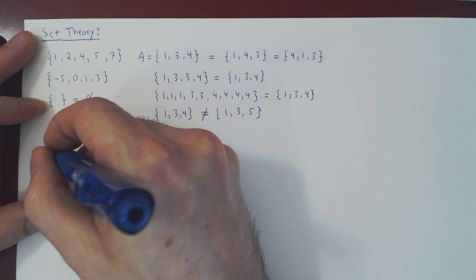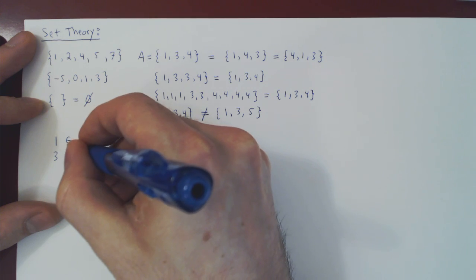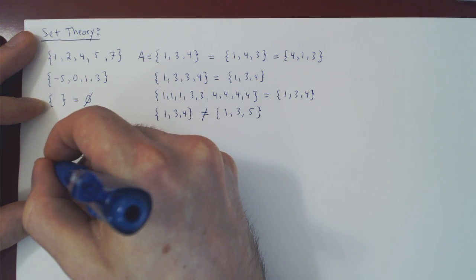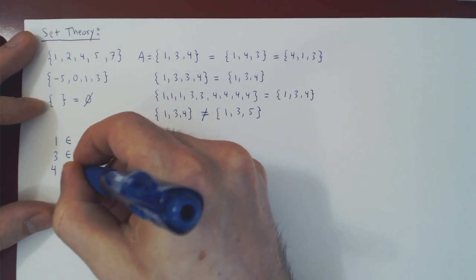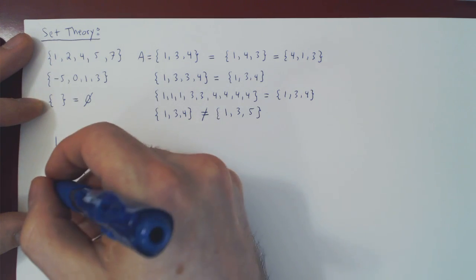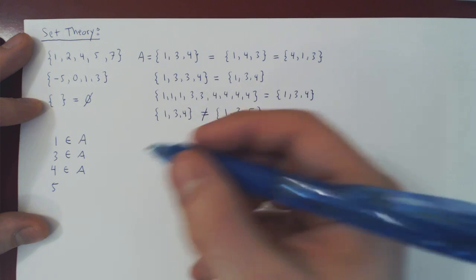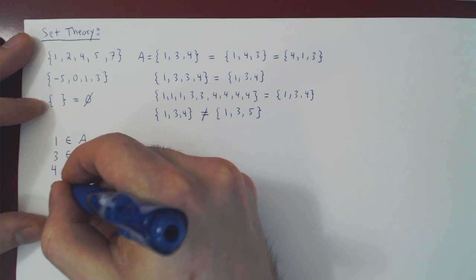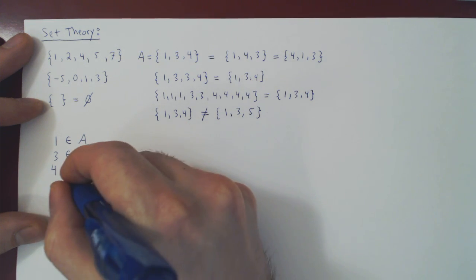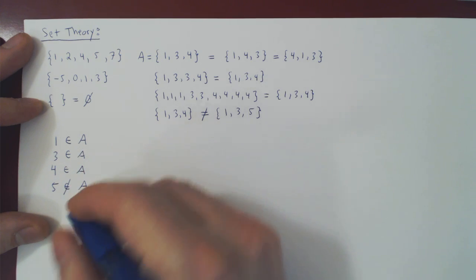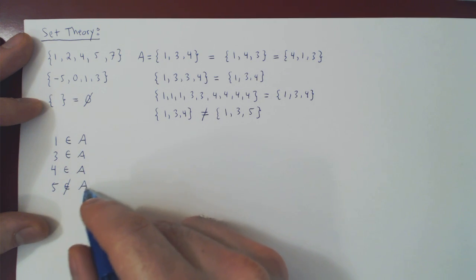You could also write, of course, 3 is an element of A. You could, of course, write 4 is an element of A. But if you say, what about 5? Well, 5 is not an element of A. To signify the not, you write the epsilon with a slash across it, to say 5 is not an element of A.